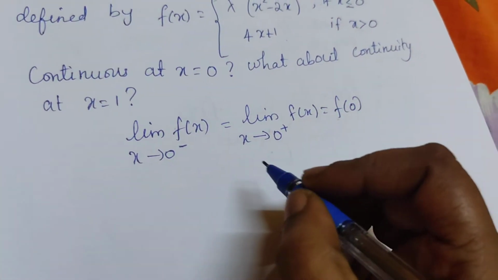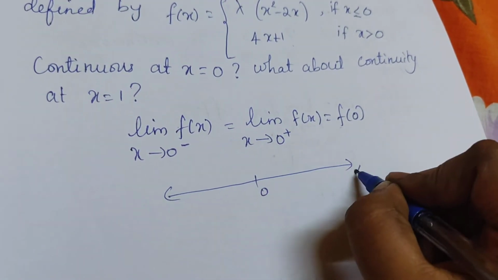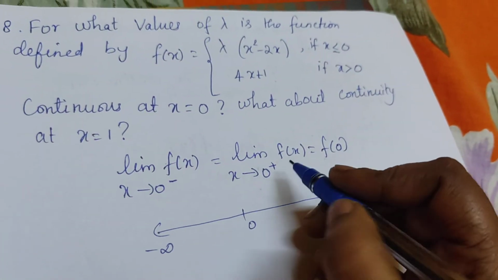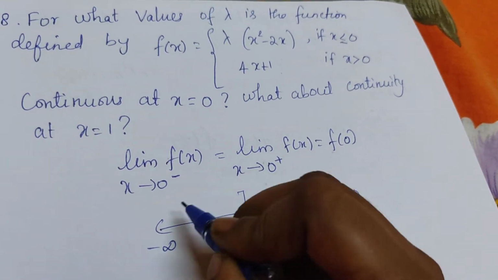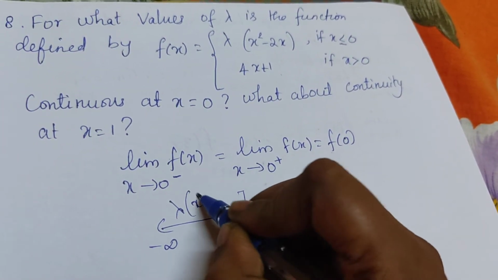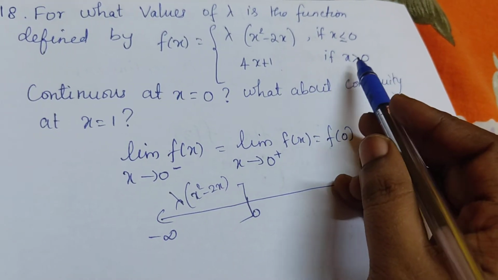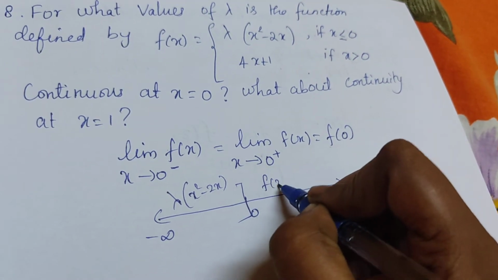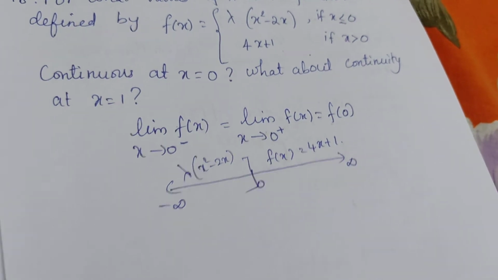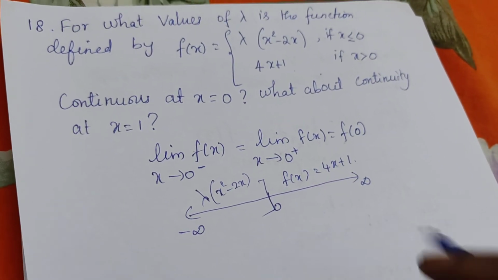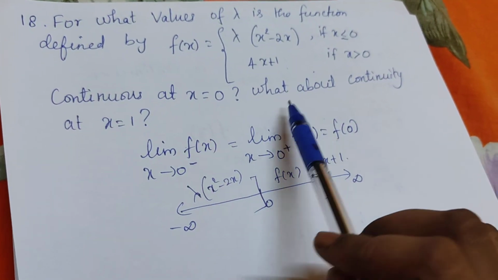First we will see the domain of the function: minus infinity to plus infinity. Whenever the values of x are less than or equal to 0, the function is lambda into x square minus 2x, and whenever x is greater than 0, the function will be 4x plus 1. Now we will discuss the continuity at 0.